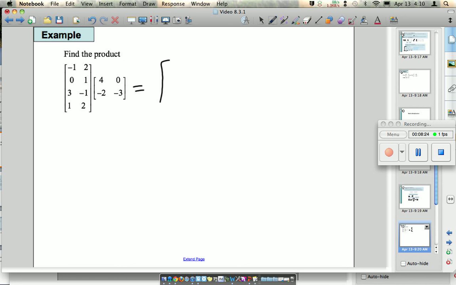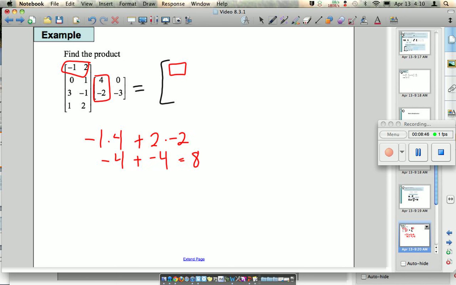So in my matrix, I'm going to start by taking the first row and multiplying it by the first column. This will give me the element in the first row, first column. So I'm going to do -1 times 4, and I'm going to add it to 2 times -2. -4 plus -4. So I get -8. And that's the entry that will go in the first row, first column.